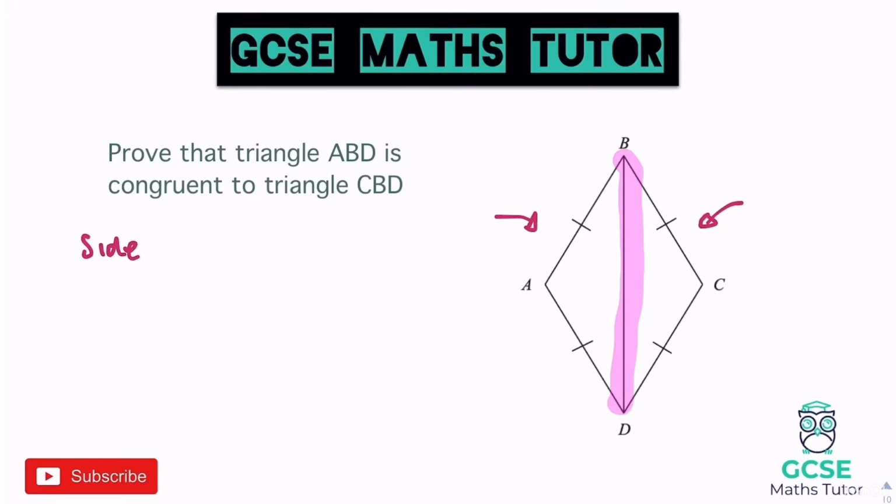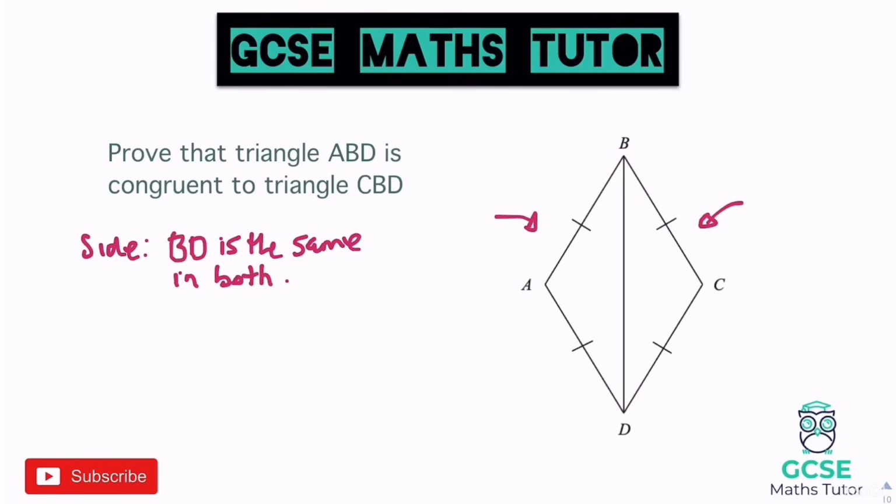So I can say a side, I've got BD is the same in both. So both triangles already share a similar side, or exact same side. BD is the same in both. And remember, we're trying to prove that they're congruent, which means that they're exactly the same. So let's get rid of that. We can have a look at another one now. Can we see any other sides that are the same?